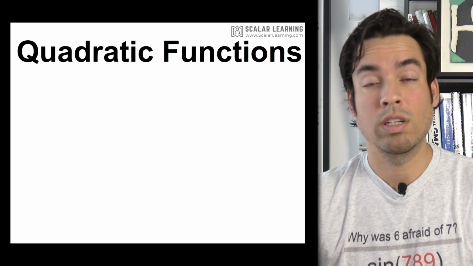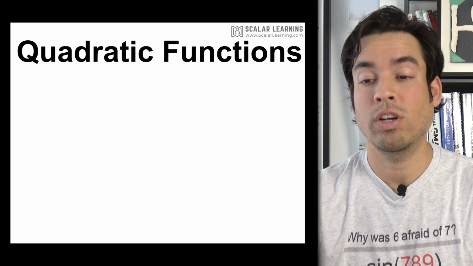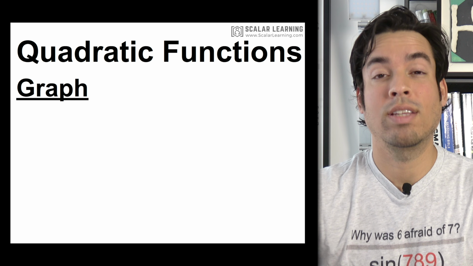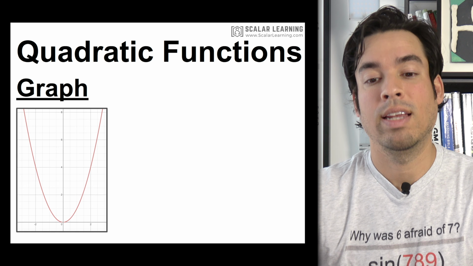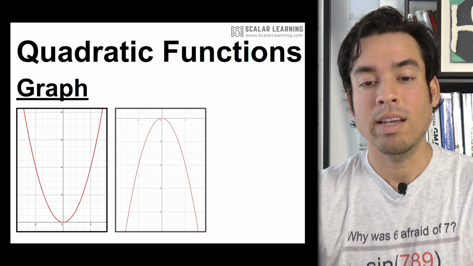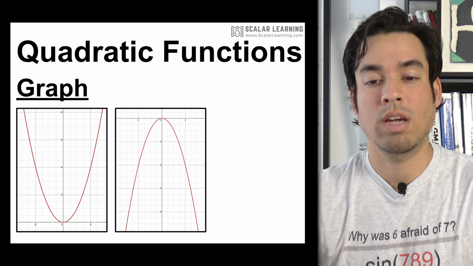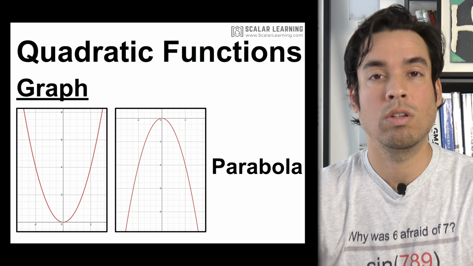The first thing that we're going to talk about in this section is quadratic functions. Quadratic functions are a huge part of this section, and we want to start by understanding what the graph of a quadratic function looks like. It has a very interesting shape. It looks like a U, and it can either open up or open down. This shape is of course called a parabola.